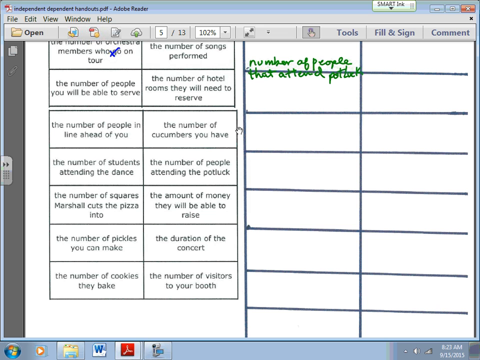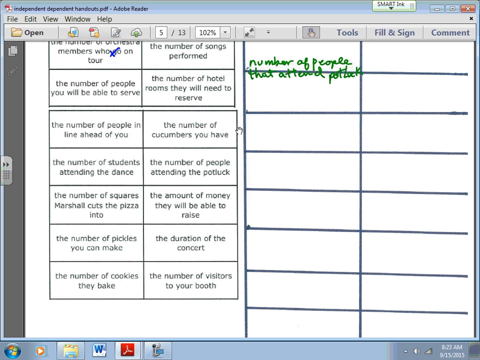So the number of cucumbers you have is the independent part, and the number of pickles you can make is the dependent part. Everybody agree right there with that one? Okay. Let's see, the number of cookies they bake. That one should have been pretty simple to match, right? Number of cookies you bake, what would that match with? I put it to the number of people attending the potluck. The number of people attending potluck?